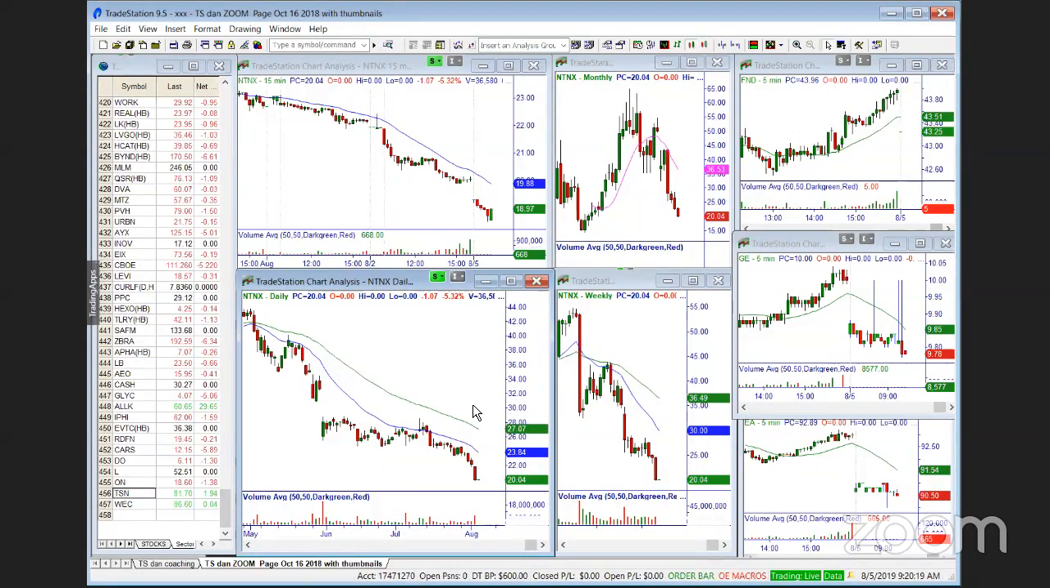NTNX, we have a third. And you know what? Let me just move that right now. Move stop to the 5-minute high, because that's now looking to be an exhaustion gap with it oversold pre-market also.